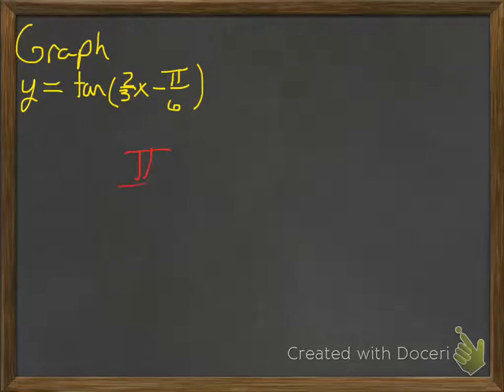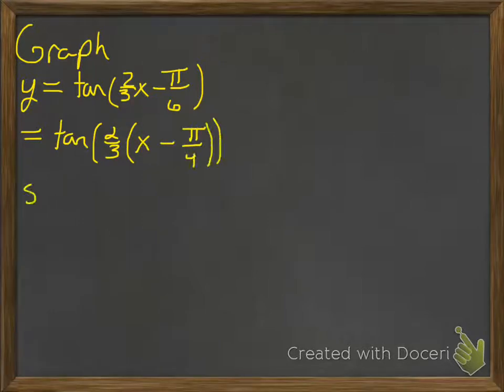So we're going to do pi over 6, and we're going to divide it by 2/3, which is going to equal pi over 6. When we divide by a fraction, we got to go to KFC, change the sign. Alright, and that's going to be equal to pi over 4. Okay? Alright, we'll factor out. And we're going to shift to the right, pi over 4.